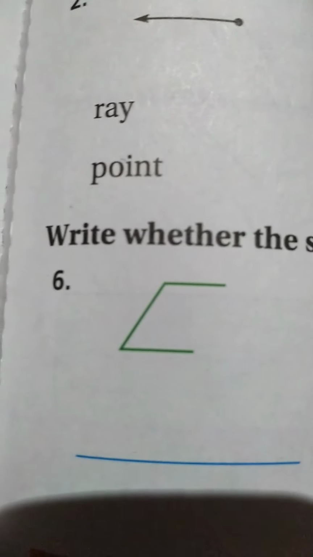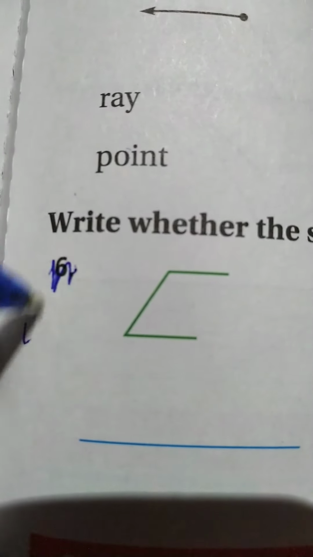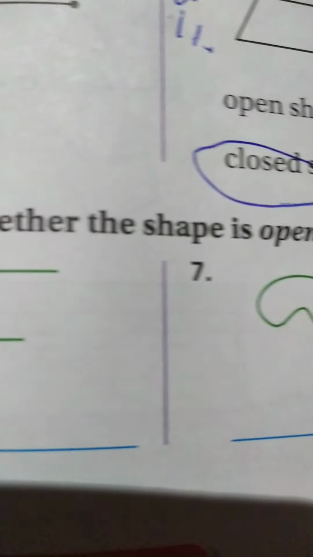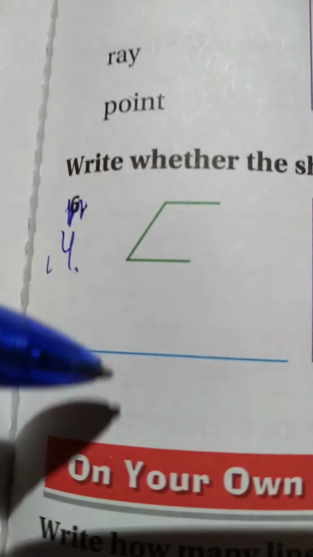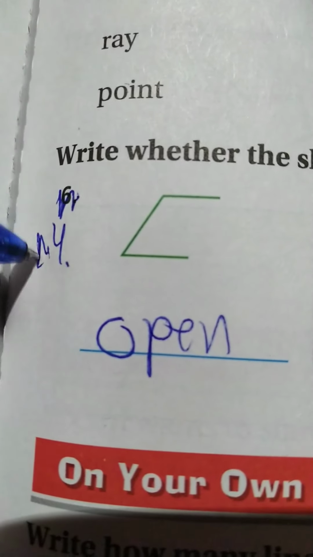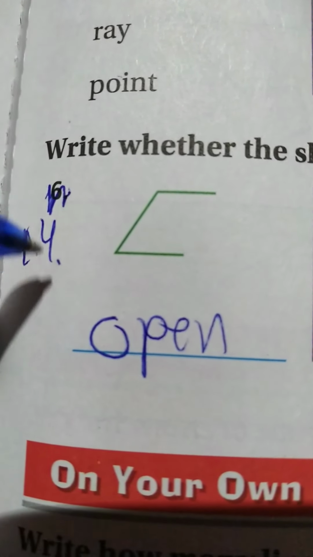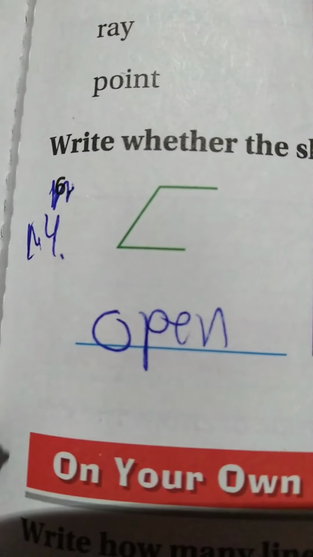All right, here we go. New game. All right, this one's going to be 14. Let's see what the job is here. Write whether the shape is open or closed. All right, easy peasy. What's that? That's open. Okay, so write in your notebook, 14. I'm not going to go back and forth. It'll just be easier this way. So 14 is open. Write down open.